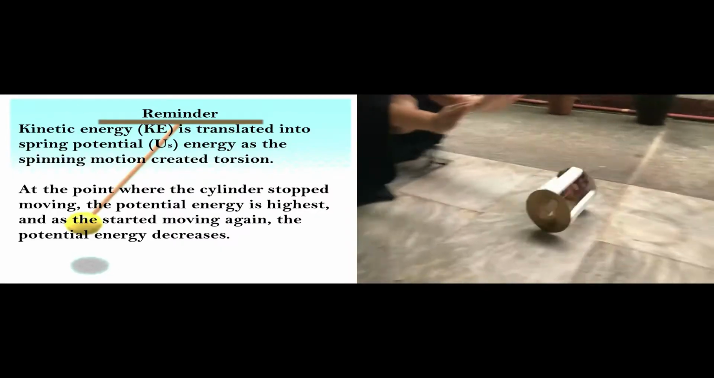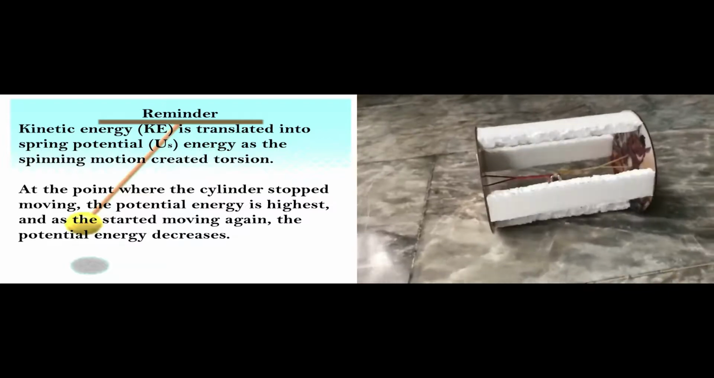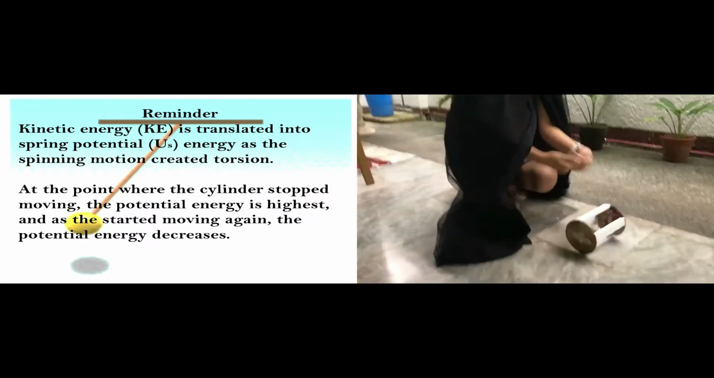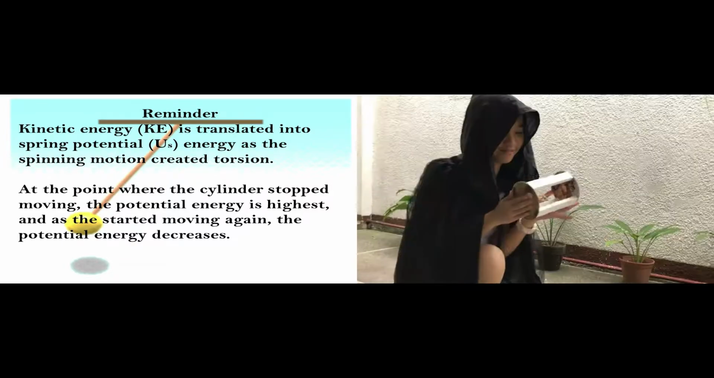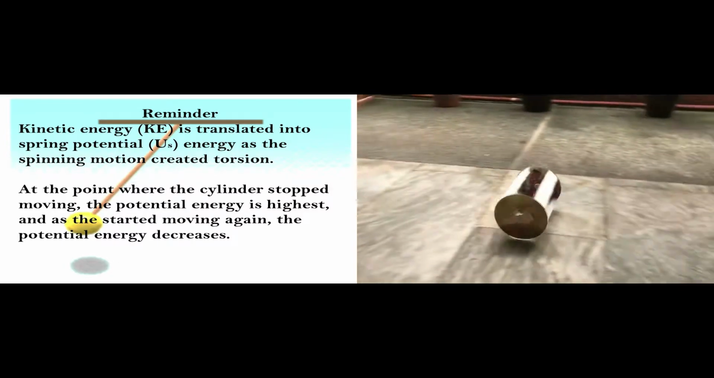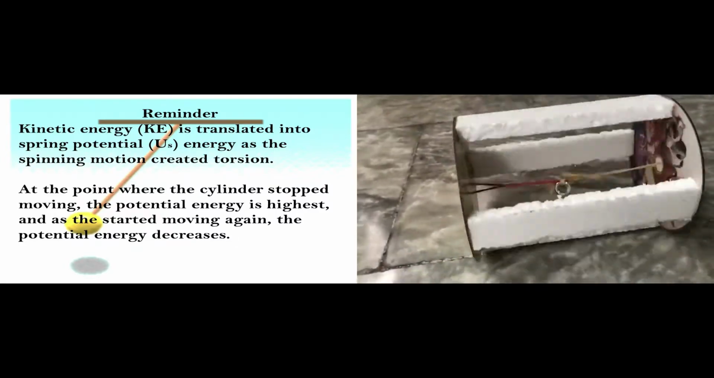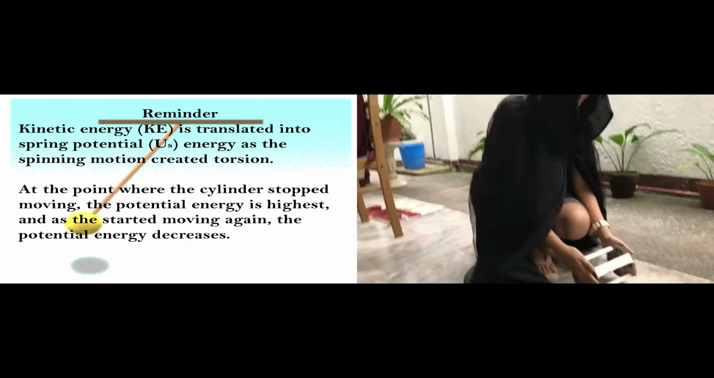To summarize, kinetic energy is translated into spring potential energy, as the spinning motion created torsion. At the point where the cylinder stopped moving, the potential energy is highest, and as it started moving again, the potential energy decreases.